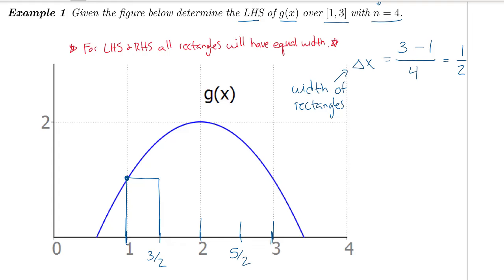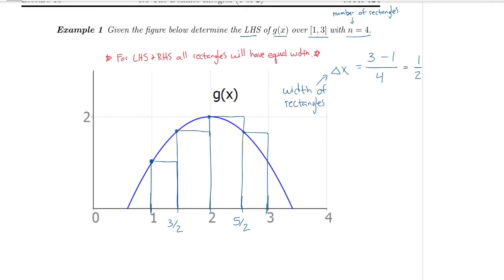The next interval will be from 3 halves to 2, and the left endpoint function value is indicated here at about 1 3/4. So that is the height for the next rectangle, and so on. From 2 to 5 halves, the height is at about 2. So we draw over and down. And lastly, the height is about, again, 1 3/4, so over and down. So given the plot of a function like this and the information about the interval and the number of rectangles, we can draw a left or right-hand sum.